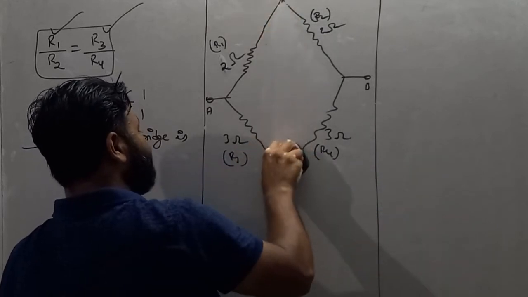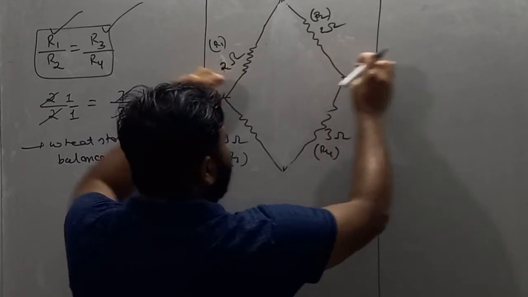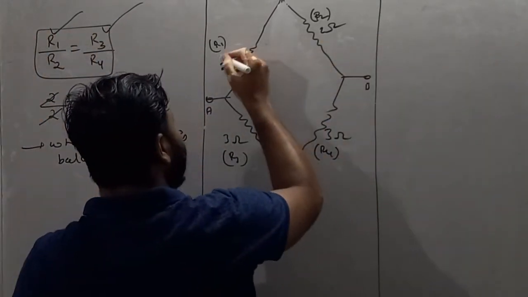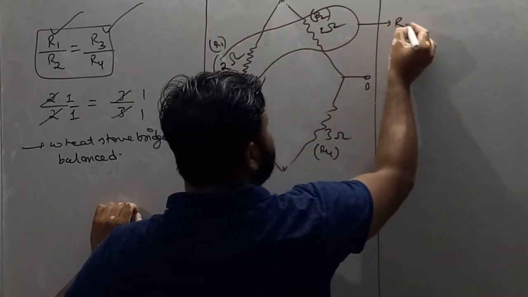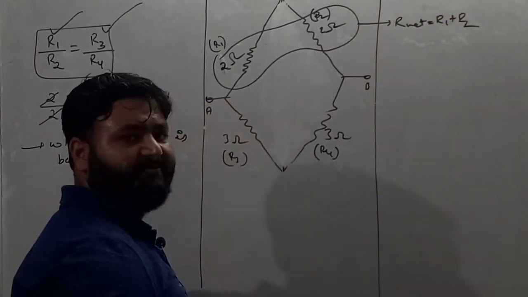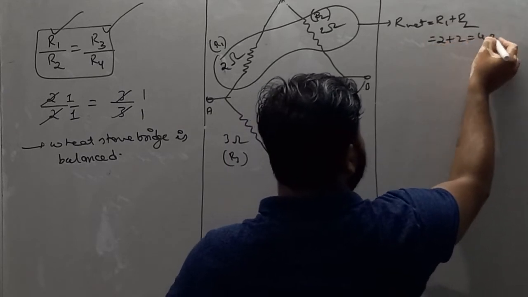So this resistance is removed from here. Now see, my dear student, if I flip this, then it becomes a straight line. So if this becomes a straight line, then this R2 and this R2 are in series. We know that in series combination, net resistance is nothing but R1 plus R2. So we can write here 2 plus 2, it is 4 ohm.